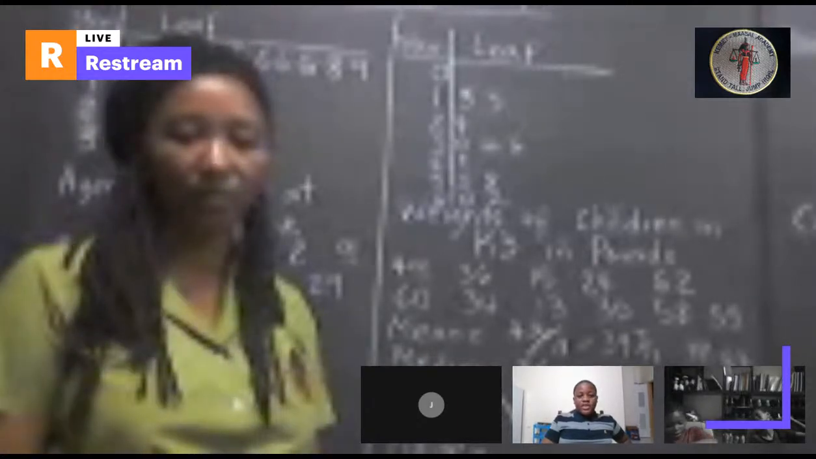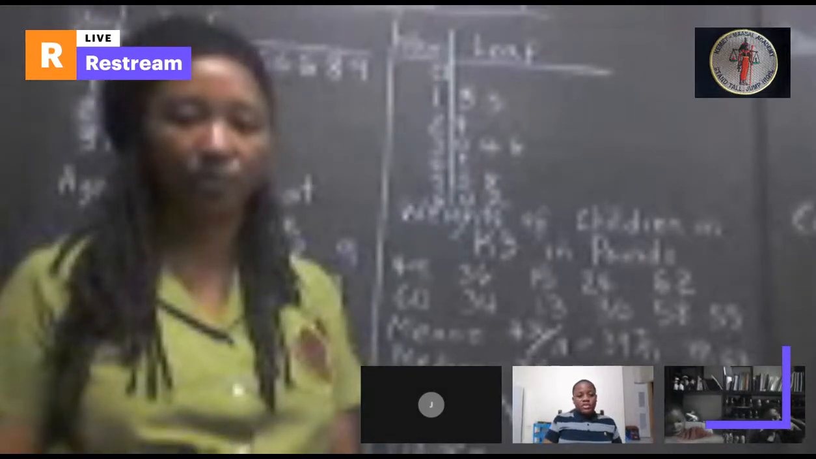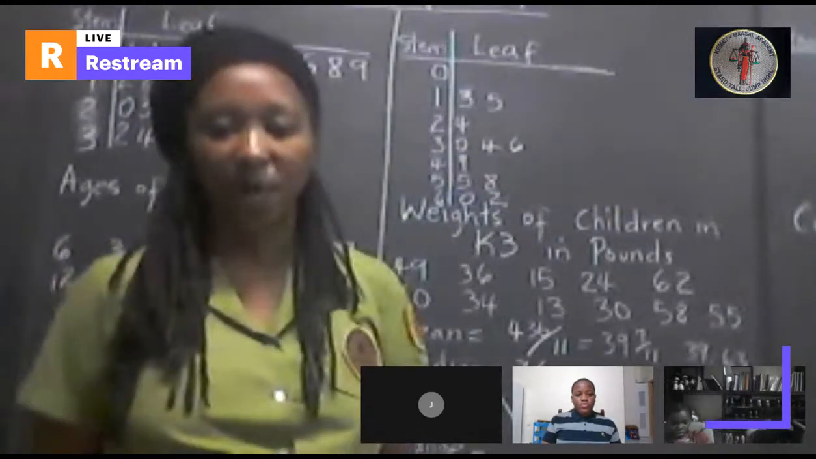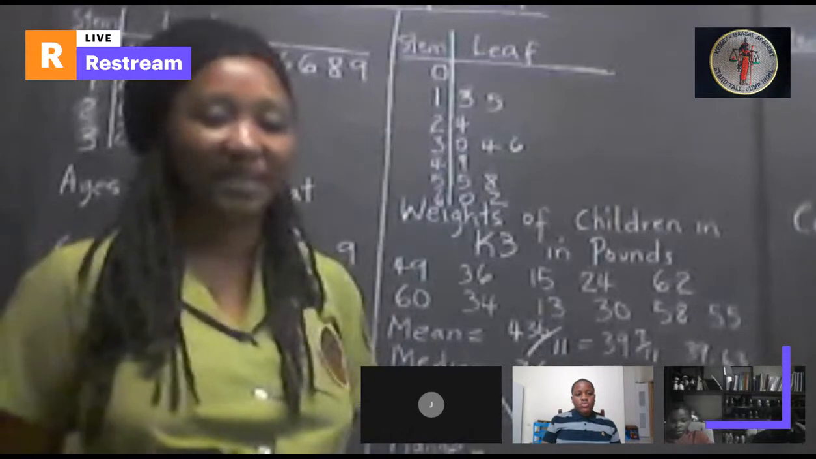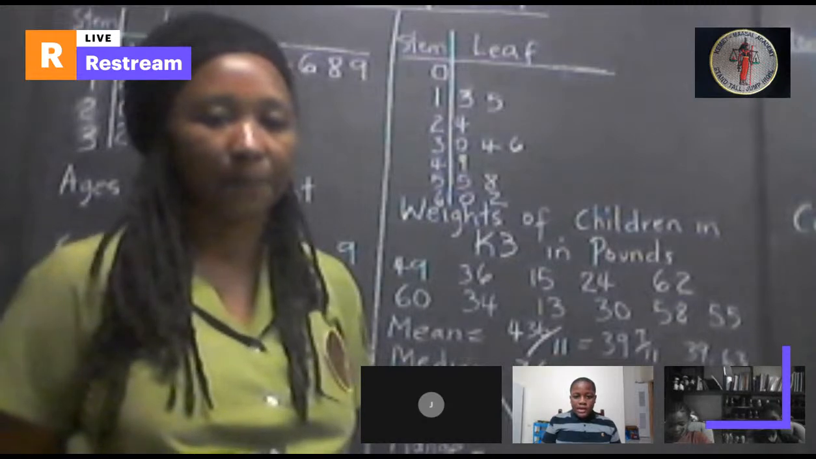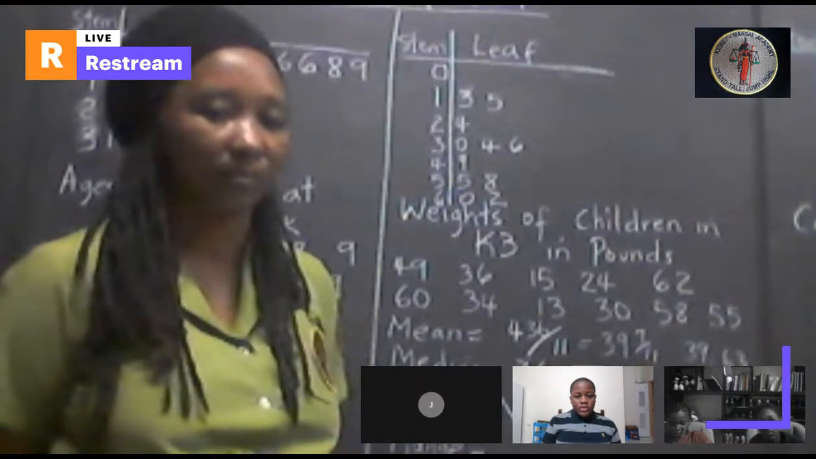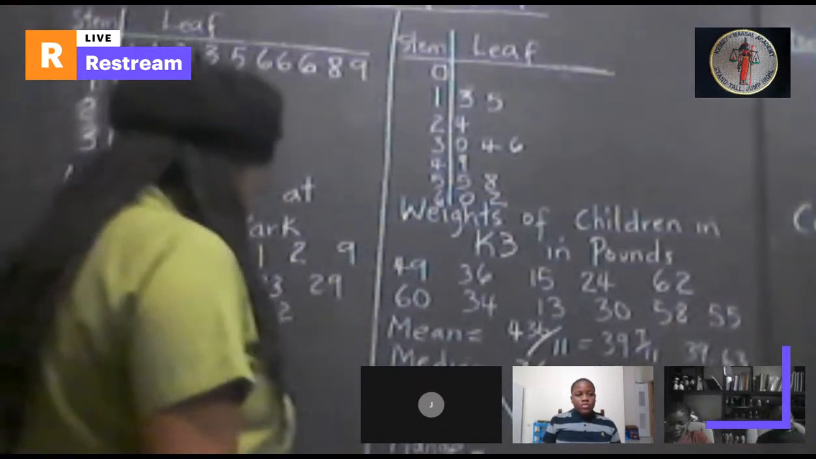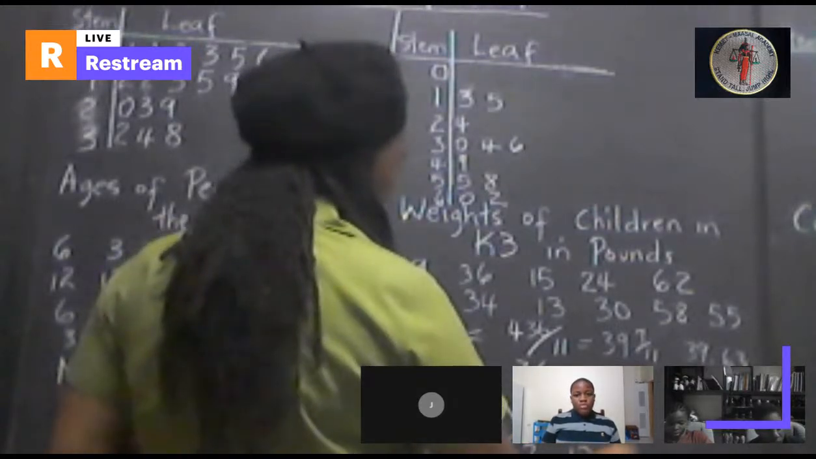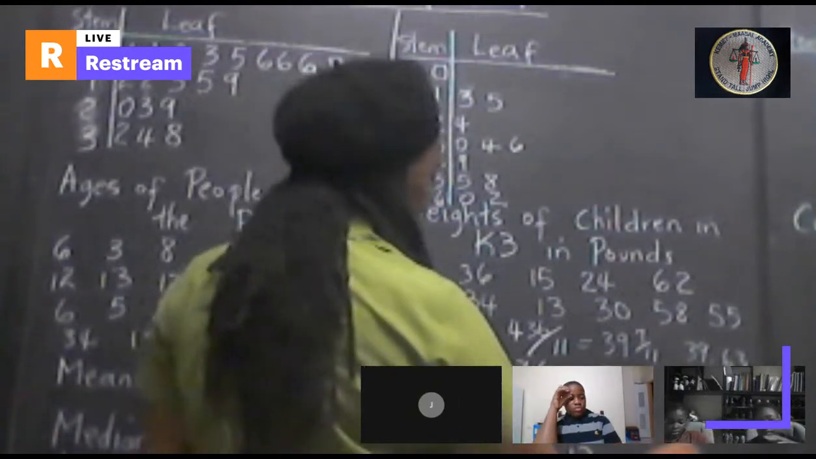We find the range by subtracting the smallest number from the biggest number. What is the biggest number in this data set? 62. And what's the smallest one? 13. Okay, so the range would be 62 minus 13, which is 49. Okay.